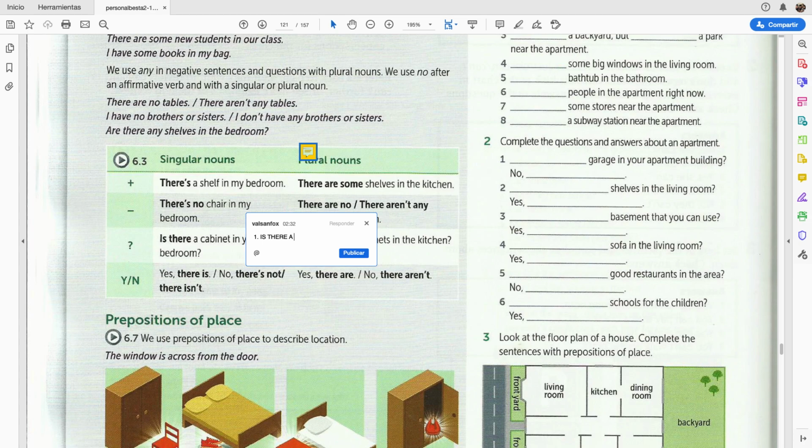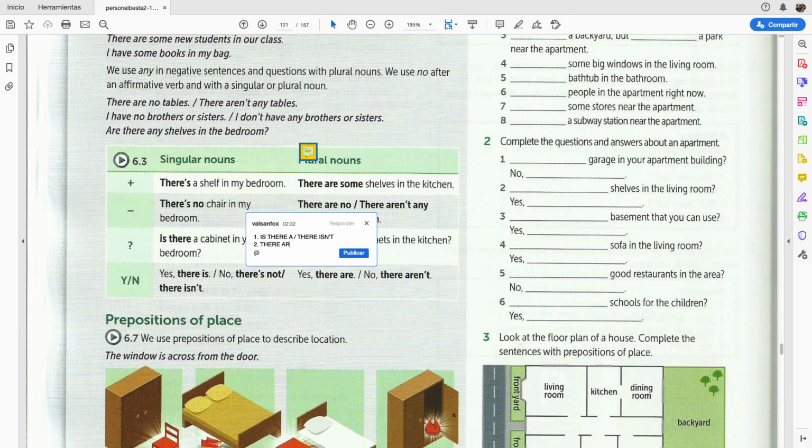Is there a garage in your apartment building? And the answer, no. If it is no, we say no, there isn't. Number 2, shelves in the living room. Shelves is plural. So if it is plural, we say there are.